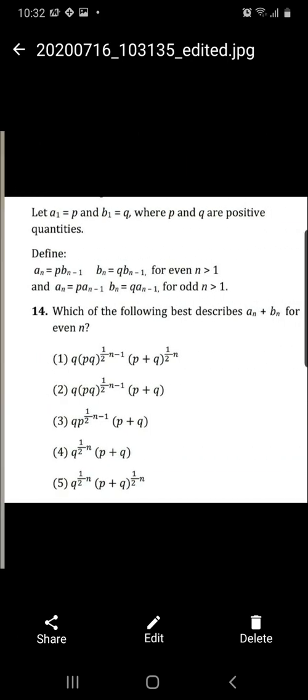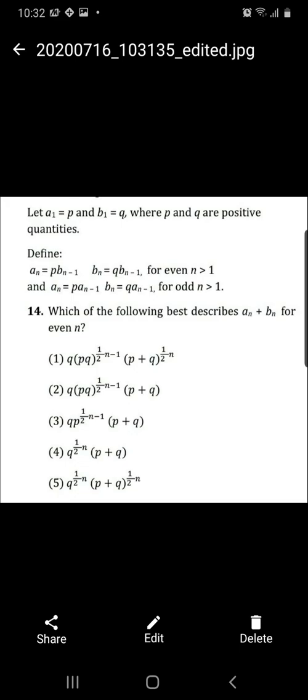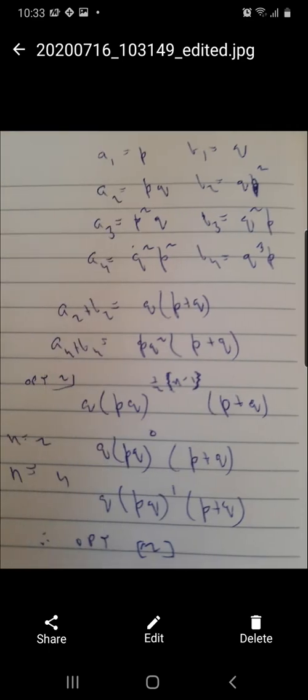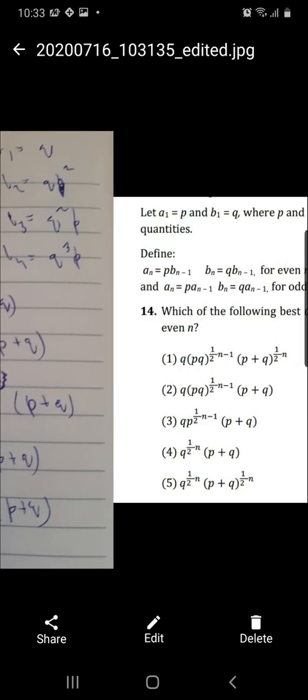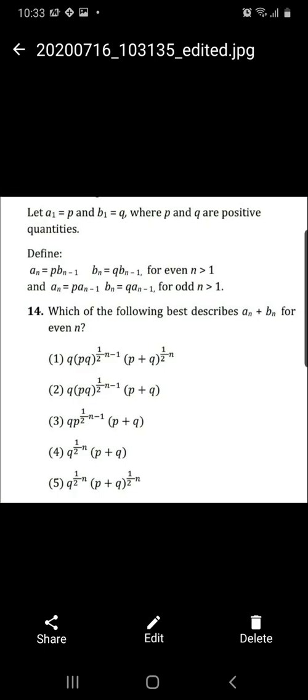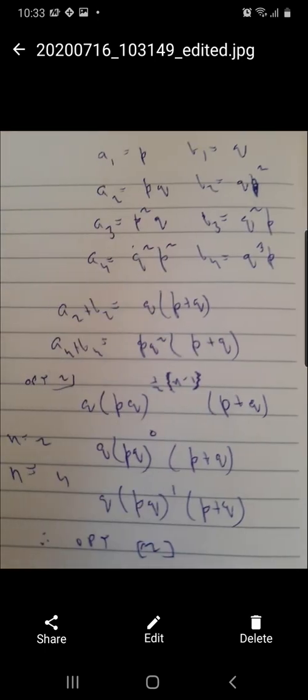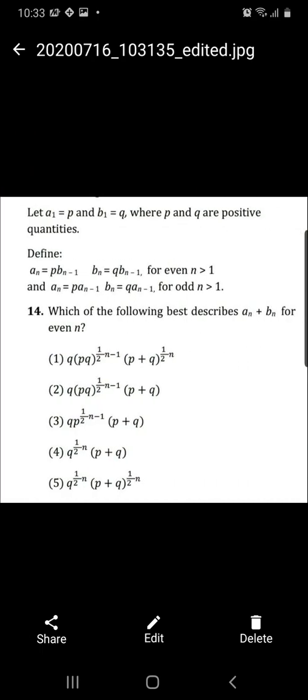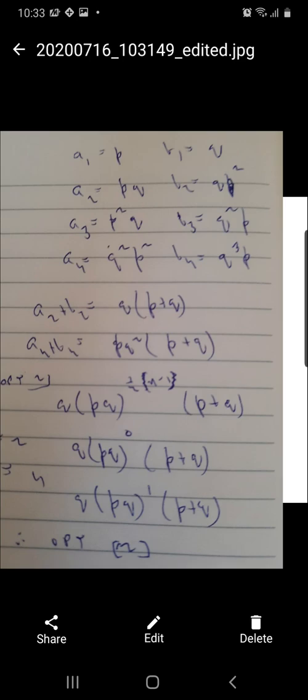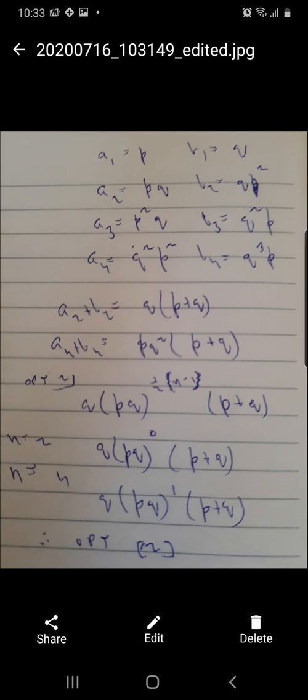A1 is P and B1 is Q. Now A2 will be P B1. So A2 is PQ, and B2 will be Q B1. So that is Q into Q, Q square.